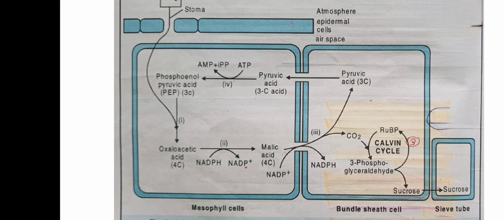Then malic acid splits in the bundle sheath cell to pyruvic acid, and one CO2 is released, which is accepted again by the RuBP present in the bundle sheath cell. Pyruvic acid is transported back to the mesophyll cell, where it is converted again to phosphoenol pyruvic acid.